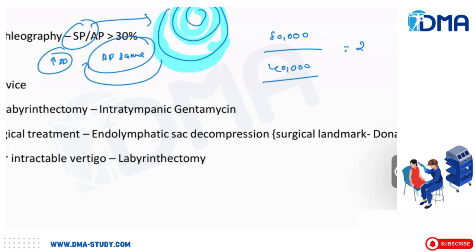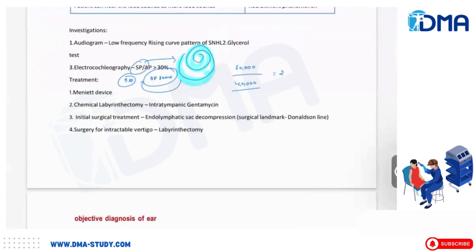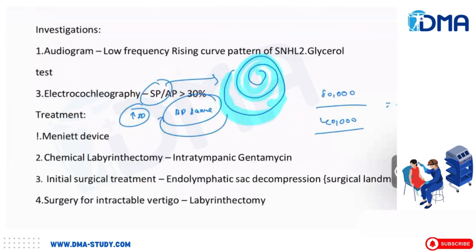Understood? Okay. So SP by AP ratio more than 30% is a very, very important point. The treatment is you could give a Meniere device. The device will produce low pressure pulse therapy that will reduce the symptoms. Second, you can give chemical labyrinthectomy, which is intratympanic gentamicin labyrinthectomy.